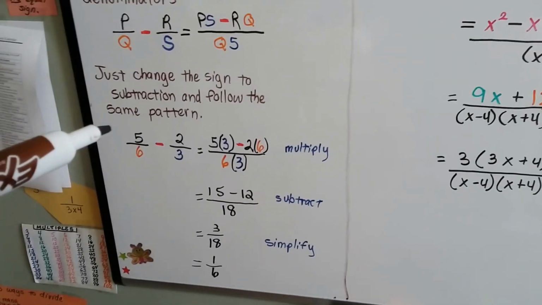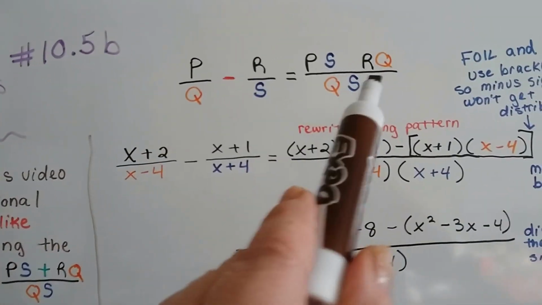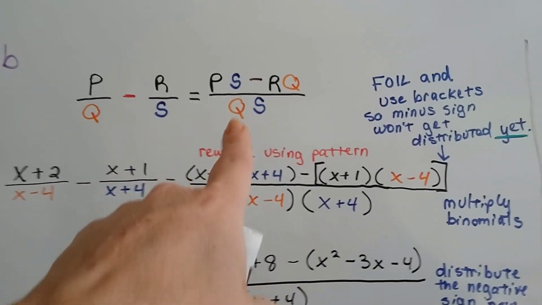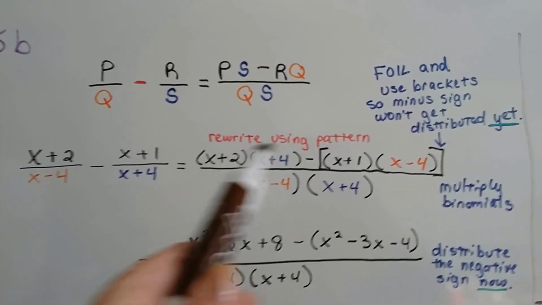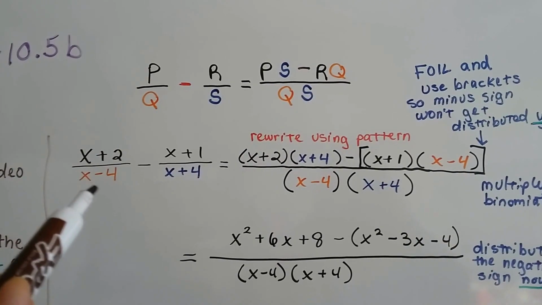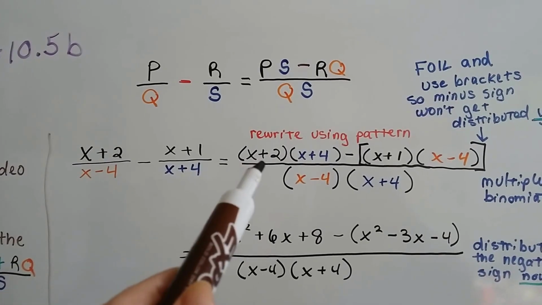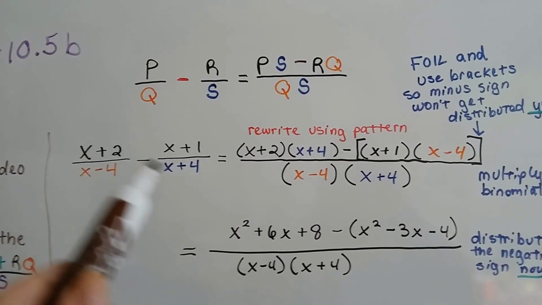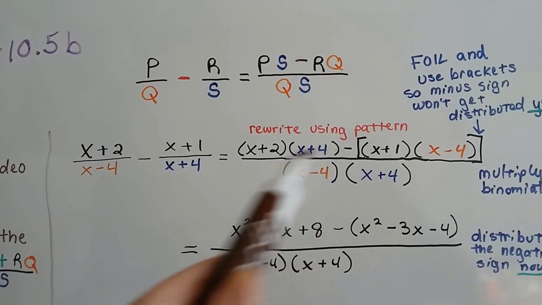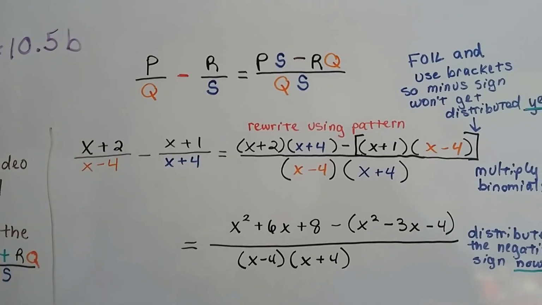All right? So now we're going to do this with rational expressions, all right? So here's our pattern with the subtraction sign. Whoops, we need a subtraction sign here, all right? And what we're going to do is rewrite it using this pattern. So we've got x plus 2 over x minus 4 minus x plus 1 over x plus 4. So we rewrite using this pattern. We're going to do these two multiplied together, x plus 2, x plus 4. And we're going to take away these two multiplied together, and we're going to put it over these two, okay?